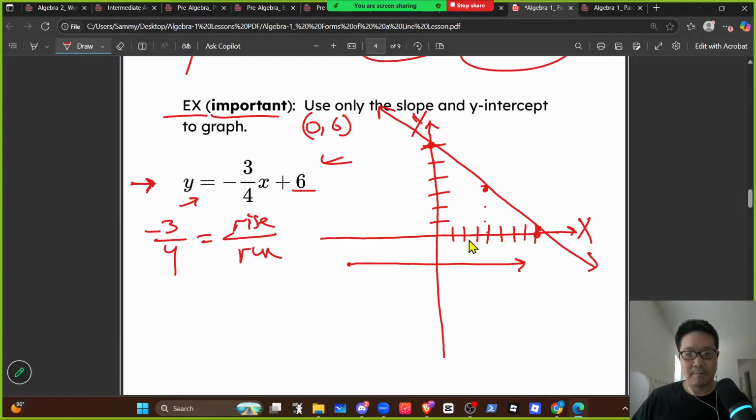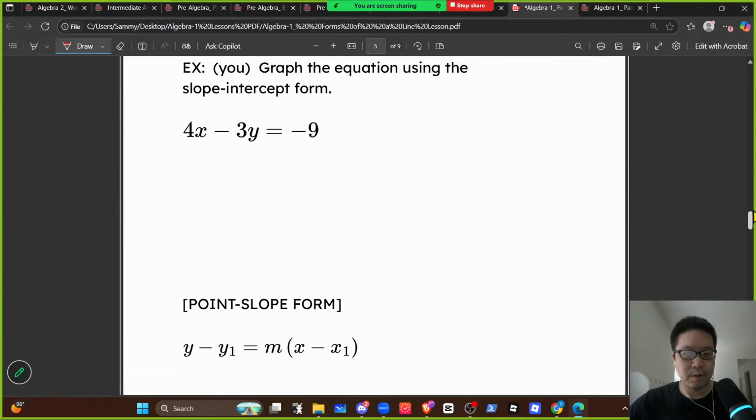Okay? Yeah. Okay, so let's try some more examples. Your turn. It says graph the equation using the slope-intercept form. We have 4x minus 3y equals -9. And let me know when you're done.